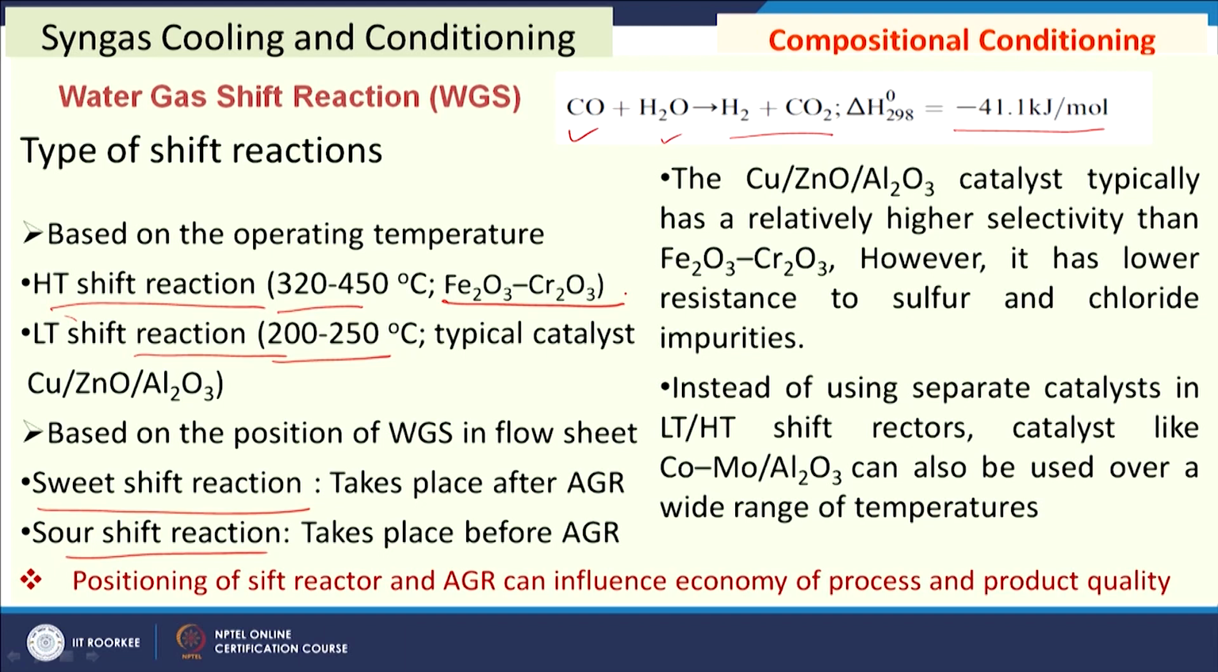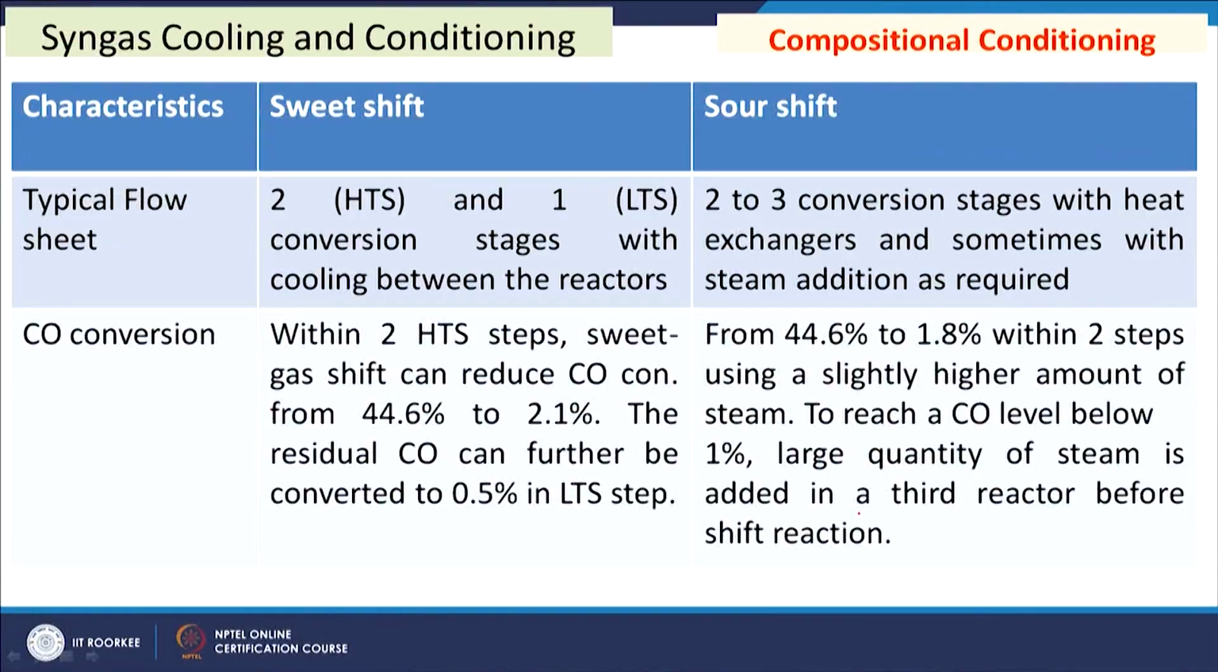Fe2O3, Cr2O3 is used for high temperature shift reactions, whereas copper, zinc oxide, aluminum oxide is used for low temperature shift reaction. Now, instead of using separate catalysts in low temperature and high temperature shift reactions, catalysts like cobalt molybdenum alumina oxide can also be used over a wide range of temperatures. So, these are the developments of the catalyst sites for shift reaction.